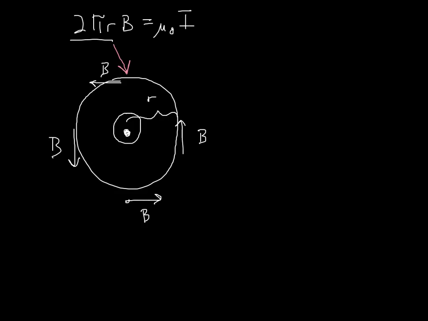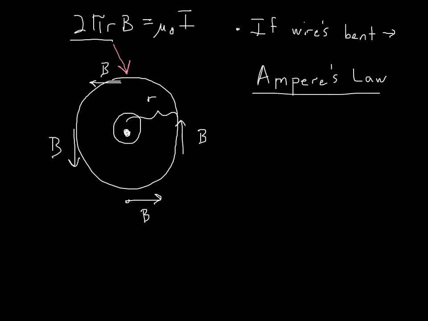Now, if the wire is nice and long and straight like this, then the wire is well behaved. But if the wire gets bent, or otherwise distorted, then it's not going to follow this nice little rule, and we have to use something called Ampere's law. Ampere's law will let us get the magnetic field from any current, regardless of the shape.